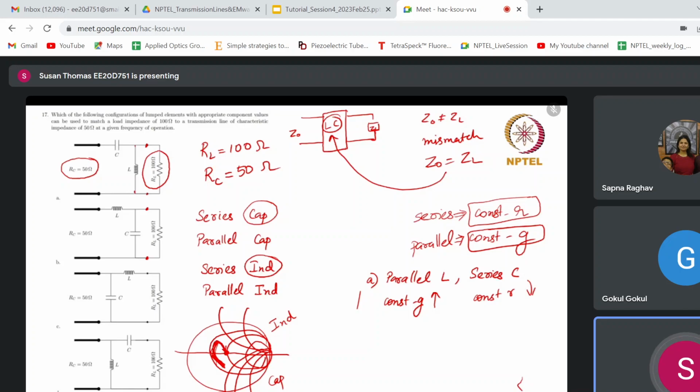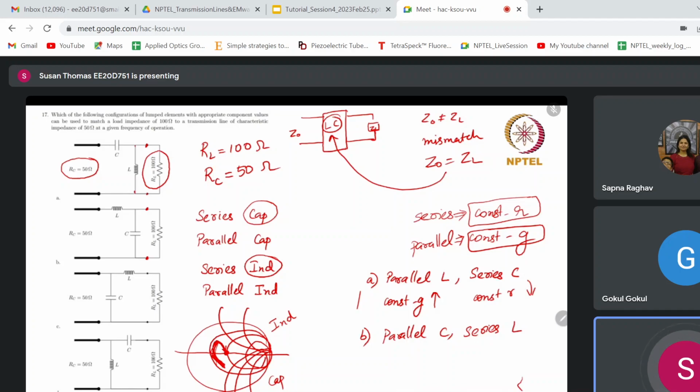Okay, so in the second case, you see option B, you see parallel capacitance and series inductor. So parallel capacitor and series inductor.